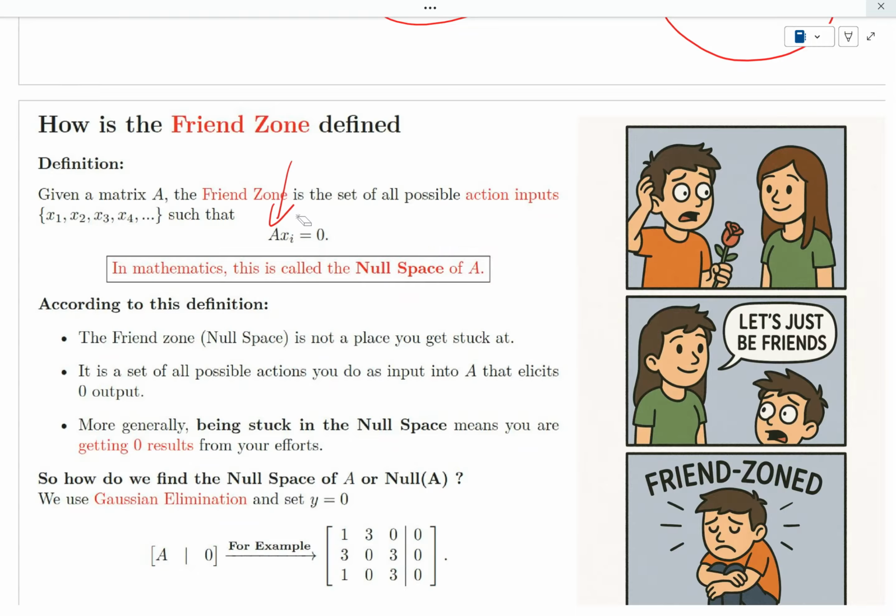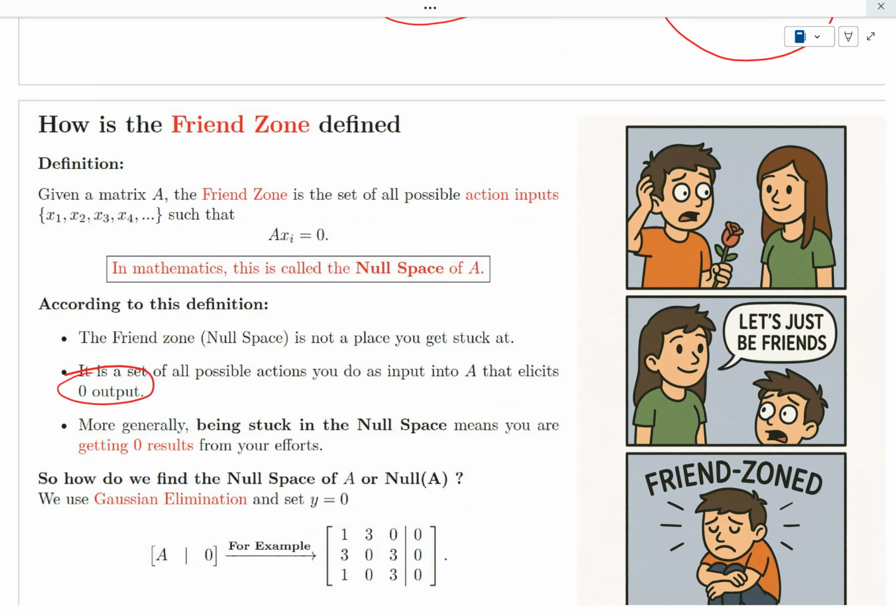And according to this definition, the friend zone is not a place you get stuck at. You're not getting stuck at the friend zone. It's the actions you take that put you in a friend zone. Okay, and it's the set of all possible actions that you take that elicit 0 output. So you can think of this as basically you are doing it to yourself, essentially.